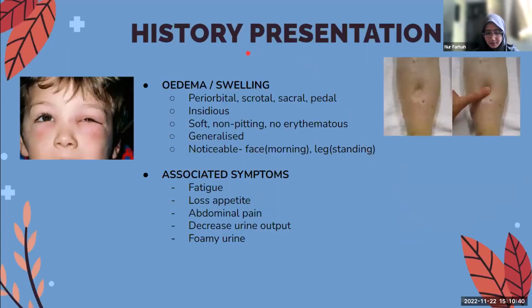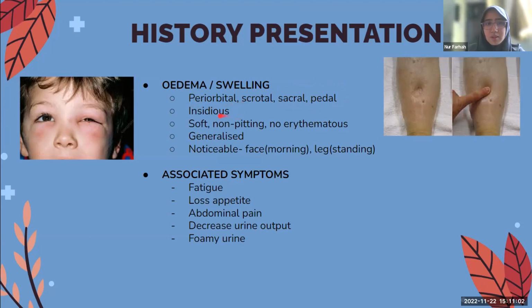Okay, for history taking. The most common presentation for nephrotic syndrome will be edema or swelling. The patient will say that they have swelling at the face or at the limbs. Mostly the sites for the edema or swelling will be periorbital, scrotal, sacral, and also pedal. The onset will be insidious.